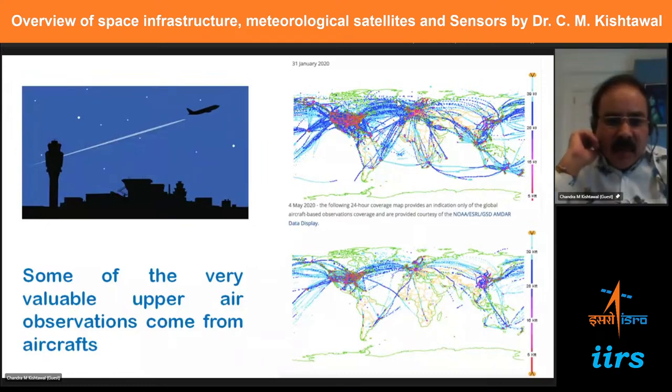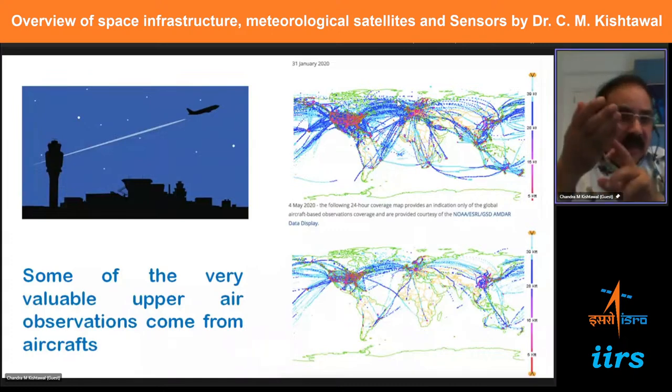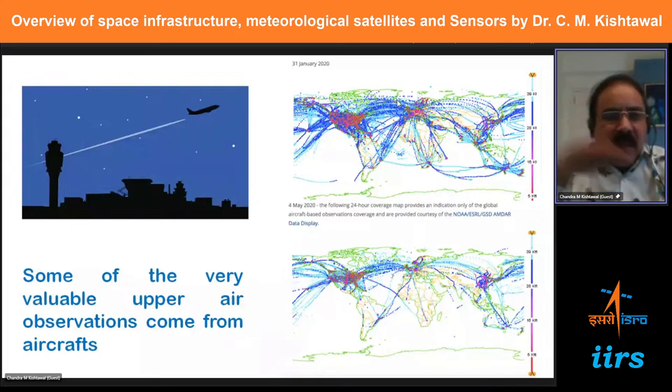One more observation I'll tell you is coming from the upper air, from aircraft. When the aircraft takes off from the runway and slowly gains height, at every second it is measuring the temperature and humidity. This is very valuable data. It is actually the ground truth, real data where the aircraft is passing. So it provides temperature, humidity, winds, and pressure data as it takes off and gains a height of approximately 10 kilometers. So it constantly gets the data. You can see that this is the amount of data from those aircraft.